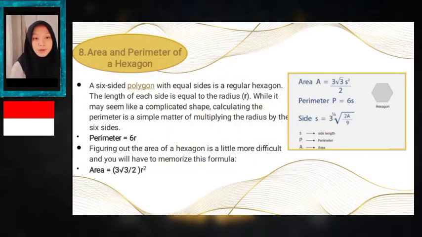8. Area and perimeter of a hexagon. A six-sided polygon with equal sides is a regular hexagon. The length of each side is equal to the radius. Calculating the perimeter is a simple method of multiplying the radius by the six sides. Perimeter is 6 times the radius. Figuring out the area of a hexagon is a little more difficult, and you will have to memorize this formula. Area is 3 square root 3 over 2 times the radius squared.